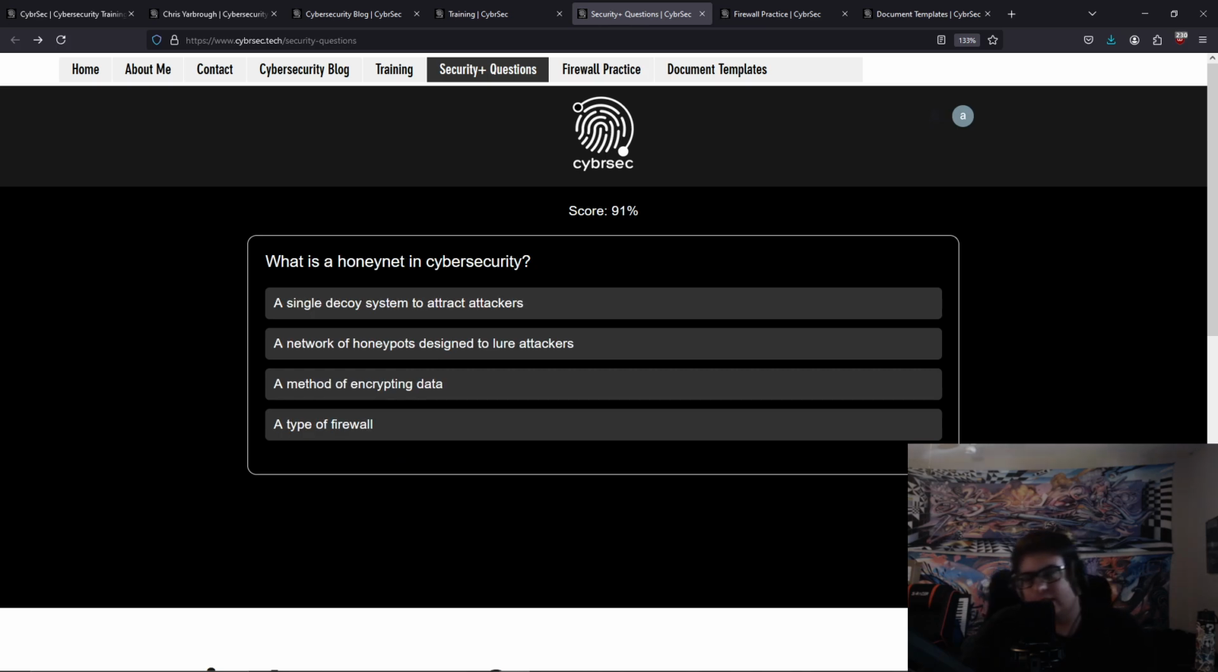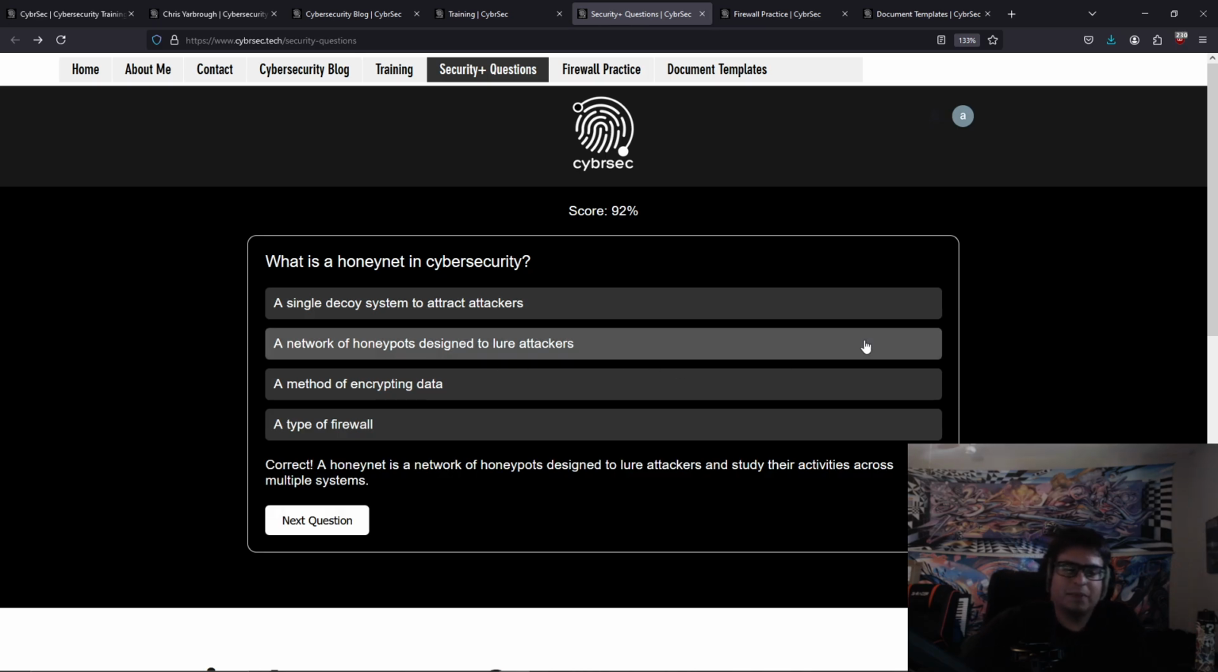What is a honeypot in security? Honeypot would be honeynet, sorry. What is a honeynet? And a honeynet sounds like honeypot, designed to lure attacks. Yep. A honeynet is a network of honeypots designed to lure attackers and study their activities across multiple systems.